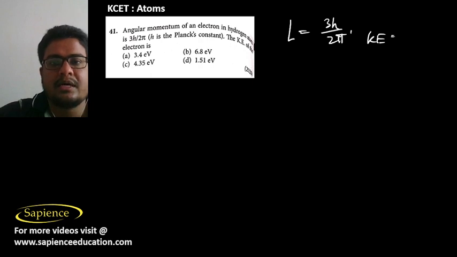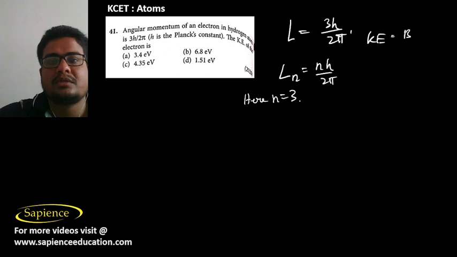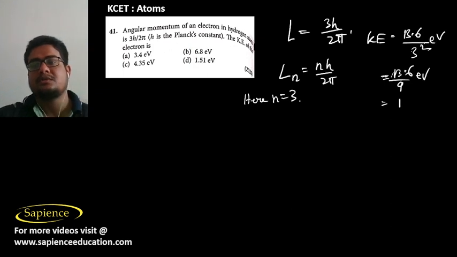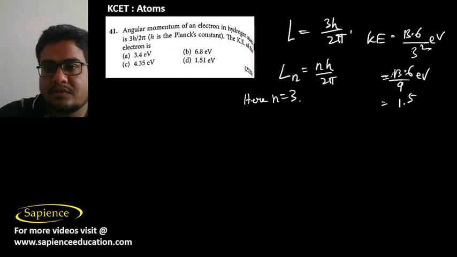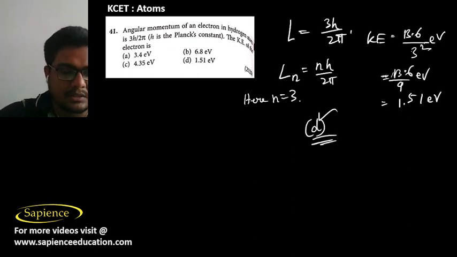So we know that the angular momentum of the nth orbit is given as nh by 2 pi. So therefore here n is equal to 3. So the kinetic energy of the electron in that orbit is given as 13.6 by n square, that is 3 square. That will be 13.6 by 9 electron volt. That will be equal to 1.51 electron volt. Option D is the correct answer.